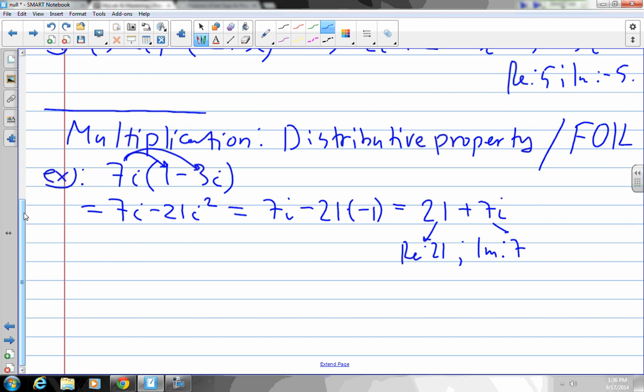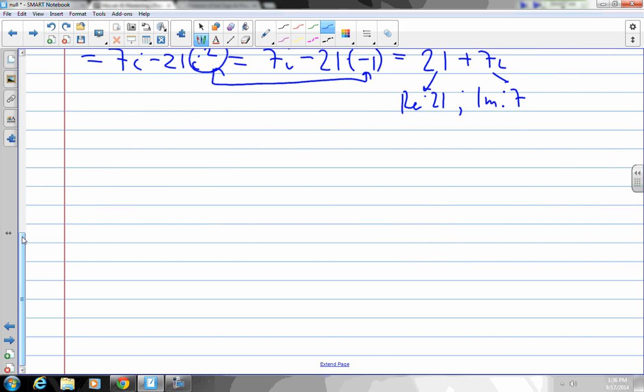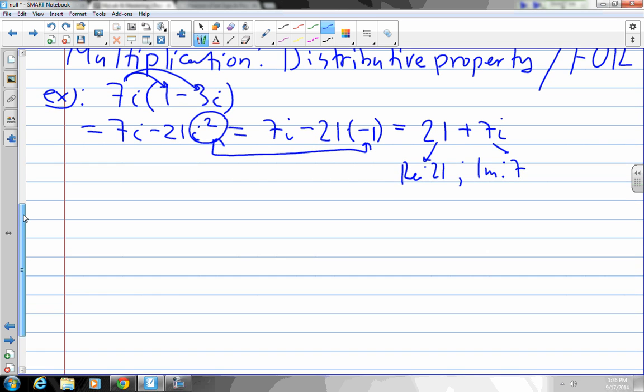Is that okay? Questions on that? That's from the i squared. i squared equals negative 1, right? That's part of the definition. Here's another one.